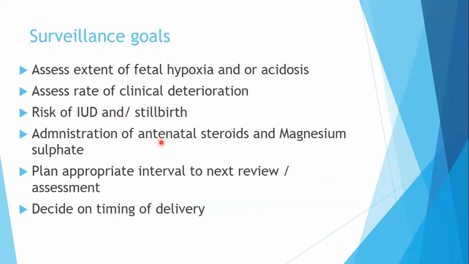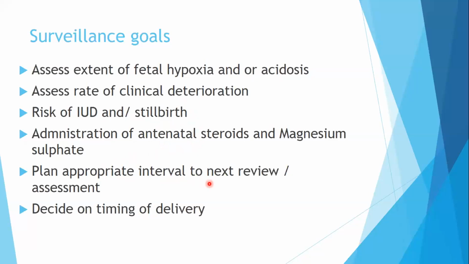Should we administer antenatal steroids and also magnesium sulfate? That is, if we see that we may need to deliver early. And then also we need to plan for the appropriate interval to the next review or the next assessment. And then we also want to decide on timing of delivery. These are our surveillance goals when we look at babies who we've diagnosed with fetal growth restriction.